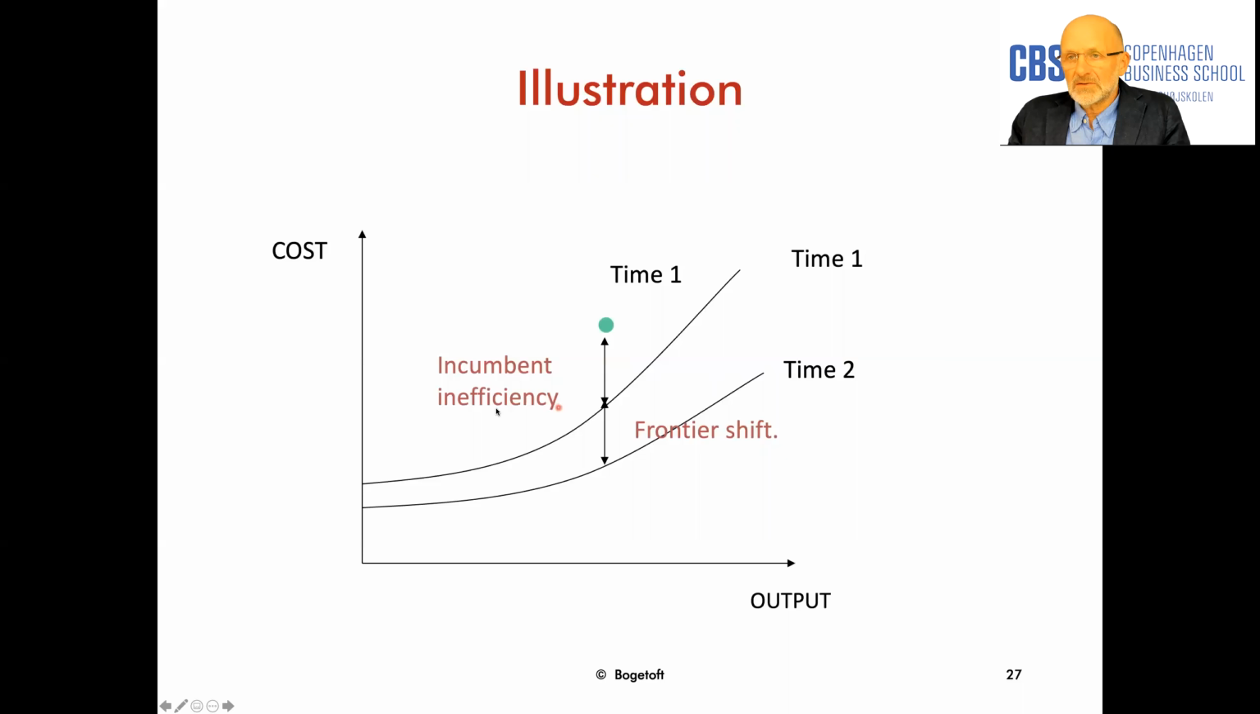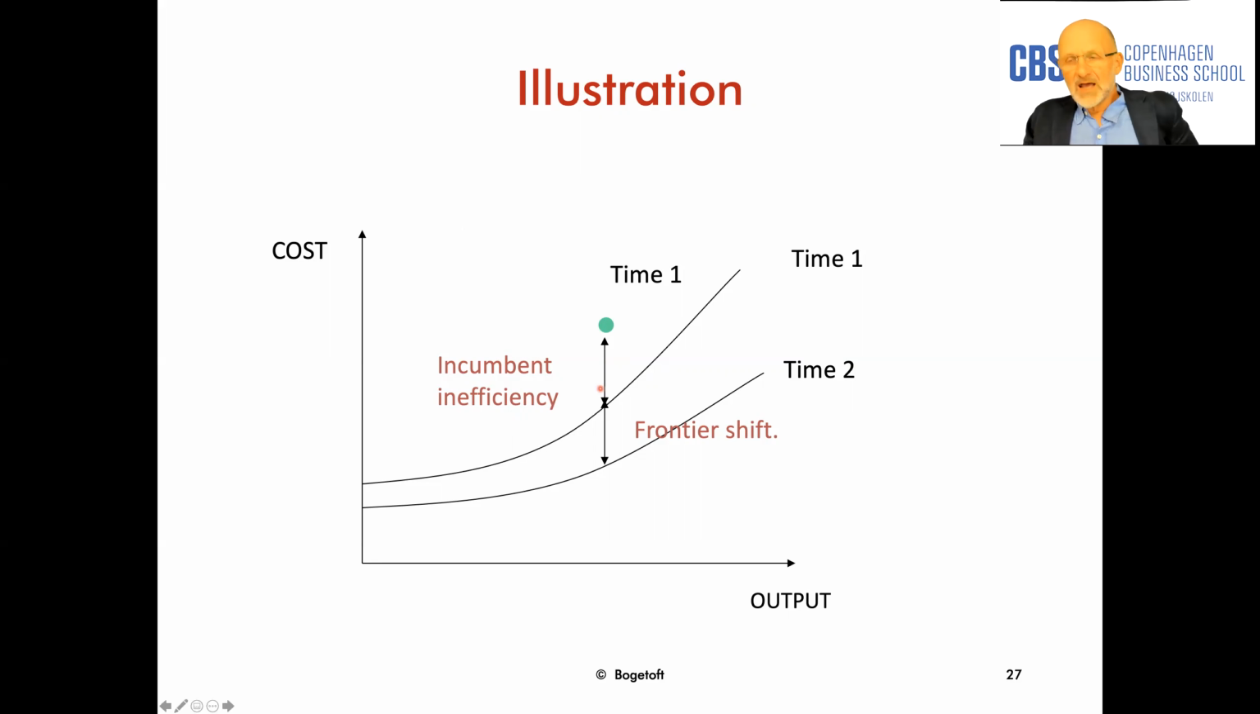What we've looked at so far is cost efficiency and technical efficiency, and it has to do with measurement of what we could also call incumbent inefficiency, the existing inefficiency in the company. Taking a picture right now, what's the inefficiency in this company? That's basically the distance from here to here.